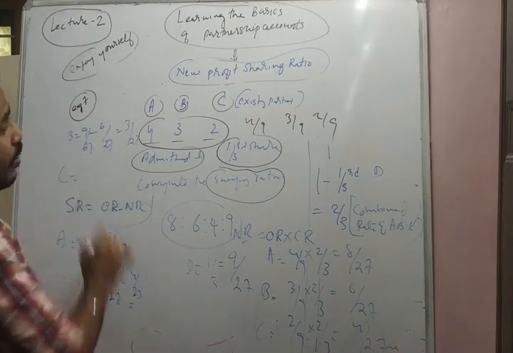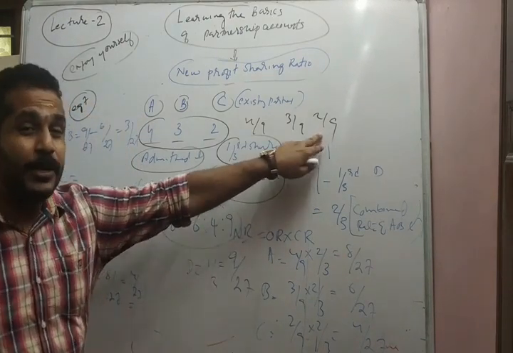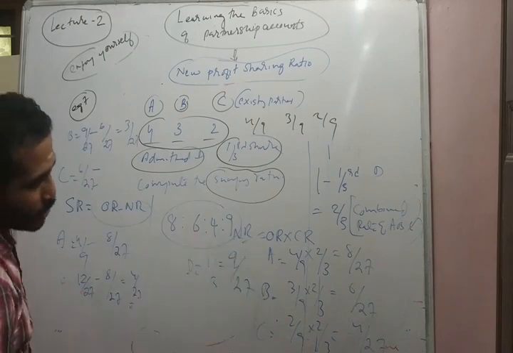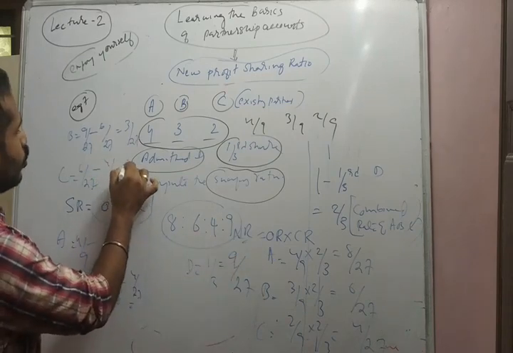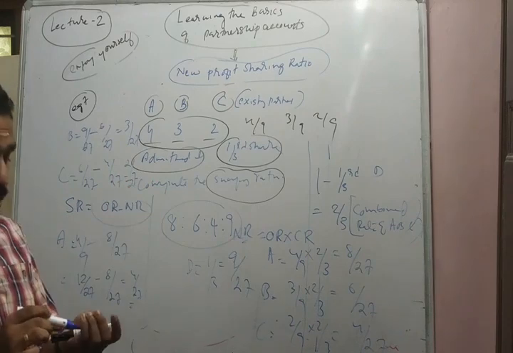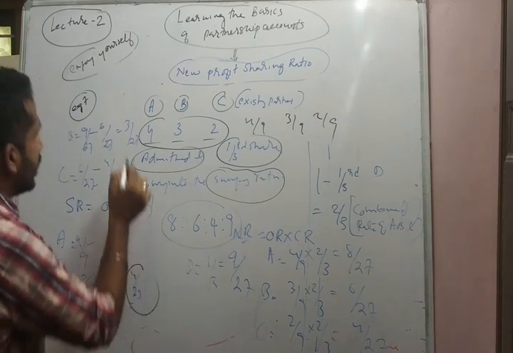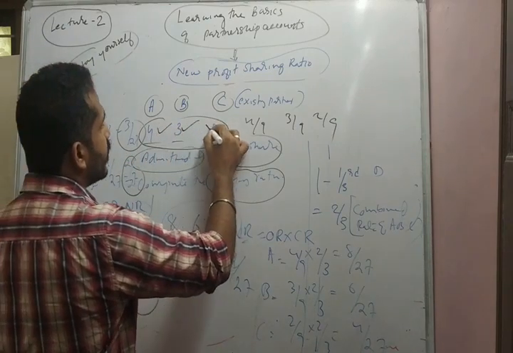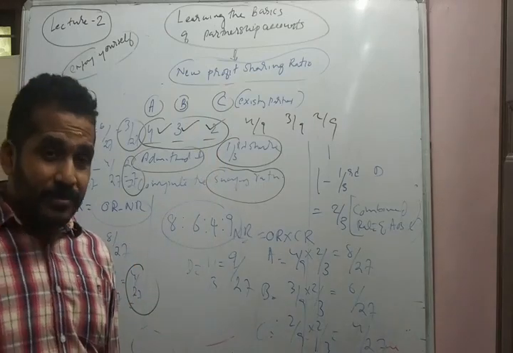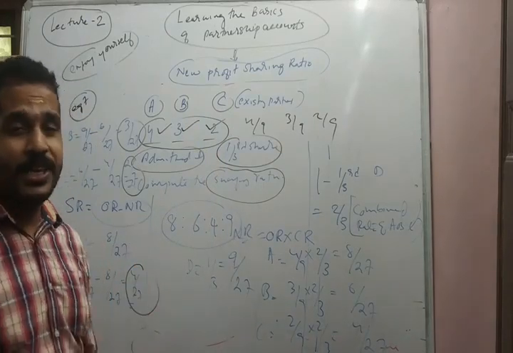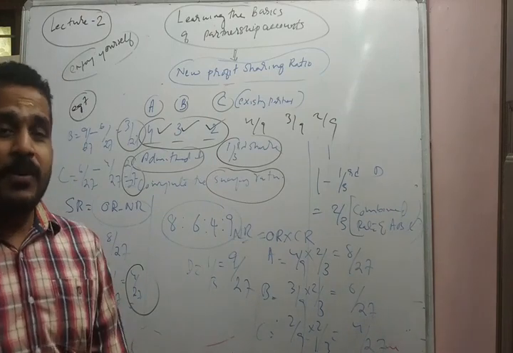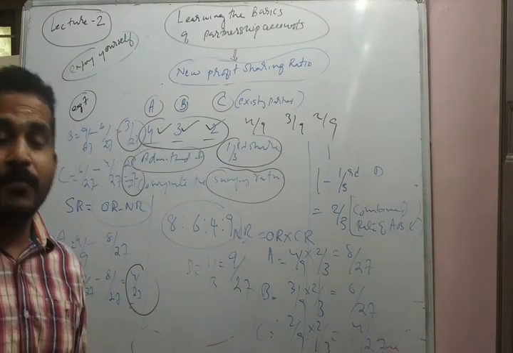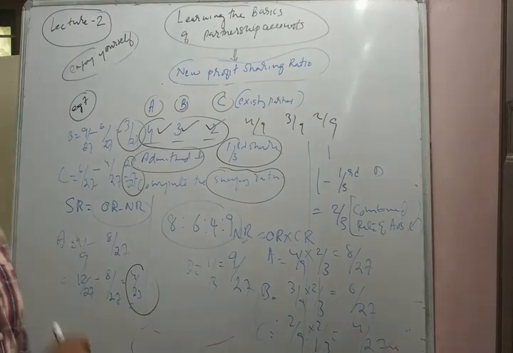Then about C, what is the ratio? Old ratio 2/9 means 6/27. 2 into 3, 6, 9 into 3, 27. So 6/27 minus, what is the new ratio? 4/27. Then 2/27. So see, what is the sacrificing ratio? 4/27, 3/27, 2/27. That is 4:3:2. So you should give the working notes for the calculation of sacrificing ratio, but in a simple way, it is as simple as 4:3:2, which is the existing profit sharing ratio of the existing partners.